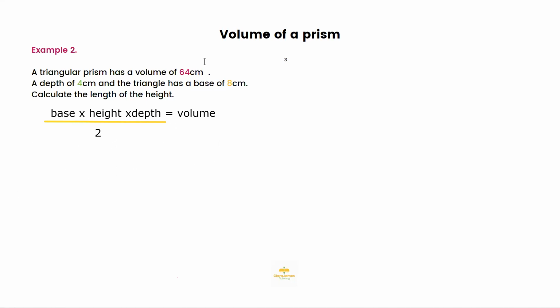This time they've told us, let's go back to a proper pen, that the volume is 64 centimeters cubed. So the units have all vanished all over different places of the screen. The depth is 4 centimeters, so we can pop that in. It has a base of 8 centimeters, and we're looking for the height. So I just put H in there.